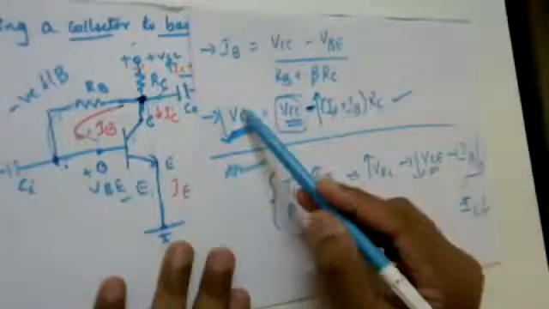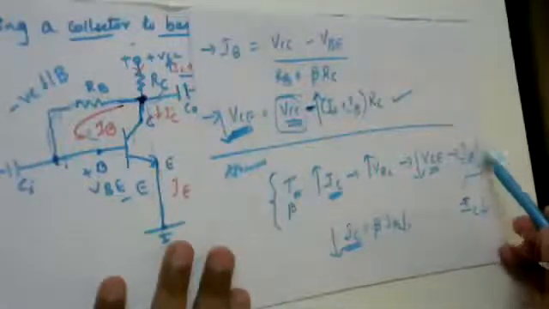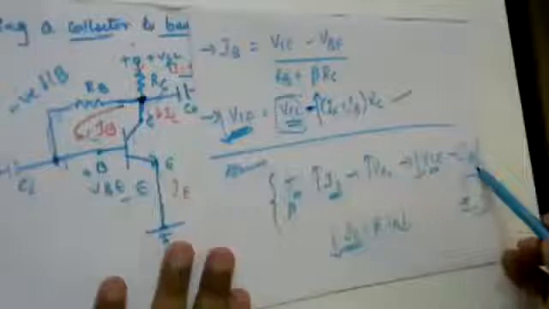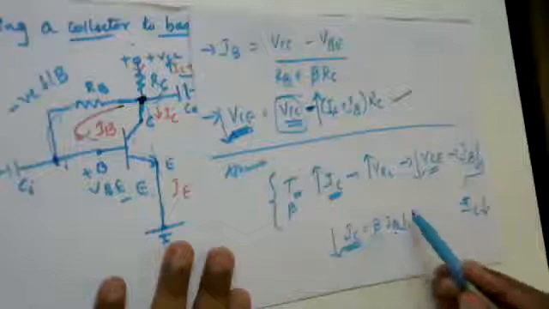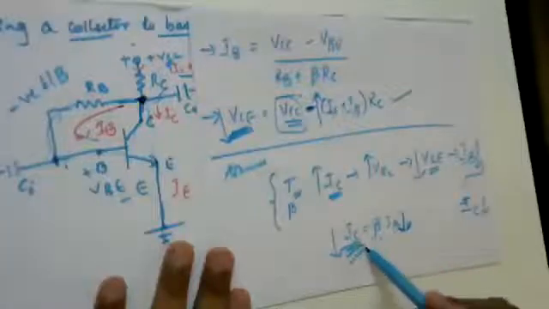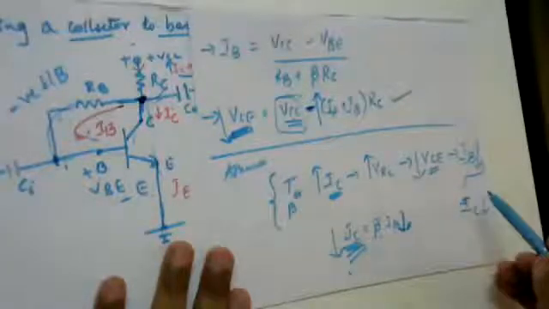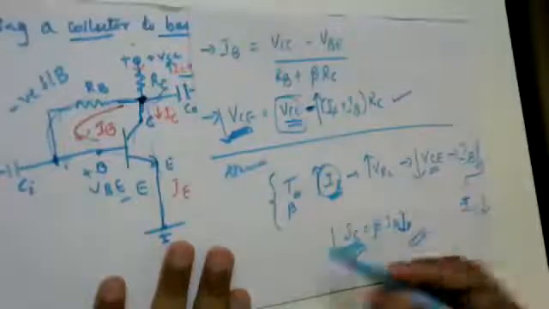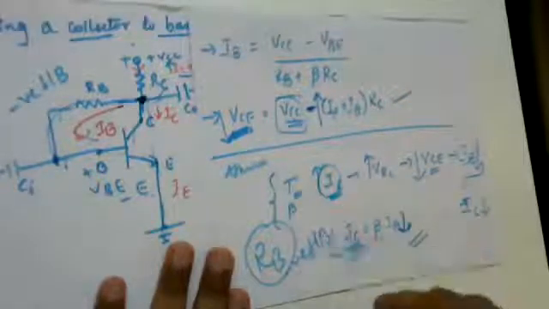As your VCE decreases, what happens to your IB? Your IB also decreases. Once your input current itself is decreasing, we know the relation IC equals beta times IB. As your input current is decreasing, what happens to your output current? Output current also decreases. So it is compensating for the initial rise in the collector current. Understanding? So this is how my base resistance RB is providing a negative feedback into the circuit.